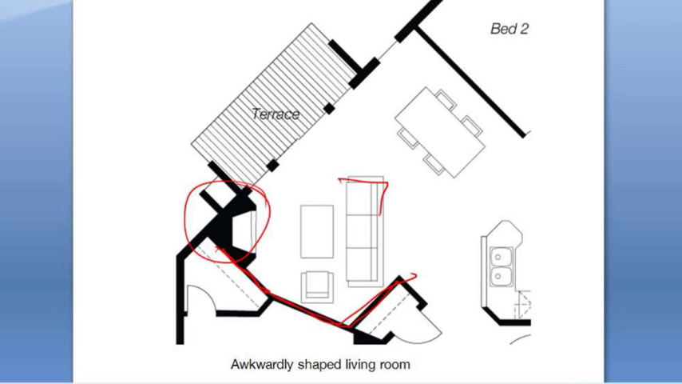Because furniture is orthogonal. It's square, right? You don't have a couch that's shaped like a pentagon. That doesn't happen. So you have to fit these square pieces of furniture into a room that has these awkward geometries. And you end up, regardless of how you lay it out, with awkward space and wasted space. And no matter what you do, it's going to feel awkward.